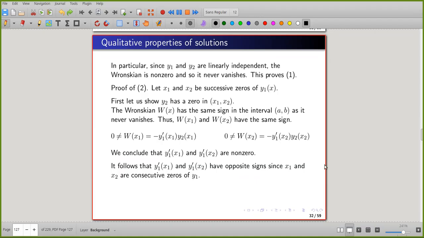Let's look at the graph of y1. x1 is here and x2 is here, and y1 has no zero in between. Depending on whether it's positive or negative, its graph will either be like this or like this. In any case, the direction of this slope and the direction of this slope will have opposite signs. That is what this statement is saying intuitively.